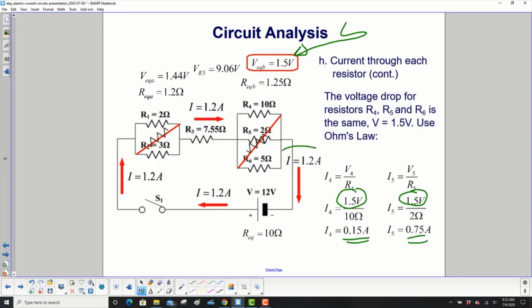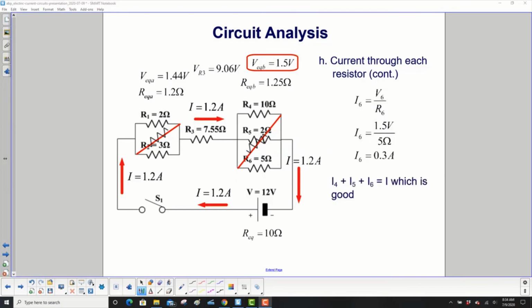Well, we're not quite up to 1.2 yet, are we? It's because we didn't do R6. That will be on the next slide. And here is our I6. V6 over R6, and we get 0.3 amps. And when you add the three currents from these three resistors, they correctly add up to 1.2 amps.